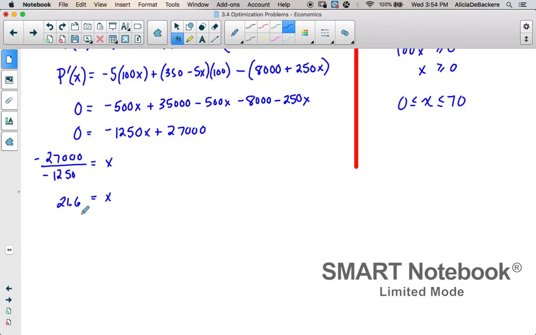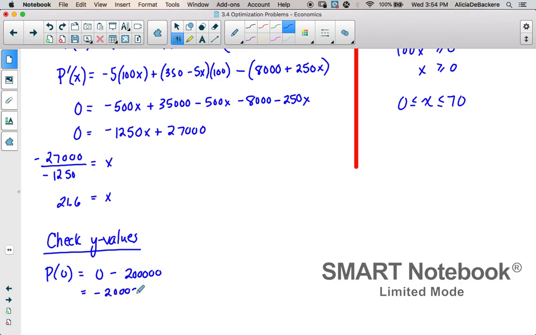It's in our interval, so I need to check all 3 y values. So when I plug p equals 0 into the original function, I'm going to get 0 minus, so I'm doing a bit of simplifying here when I plug this one in. 0 is usually really nice to plug in. And then my other endpoint is 70.